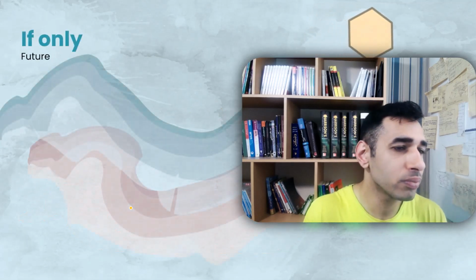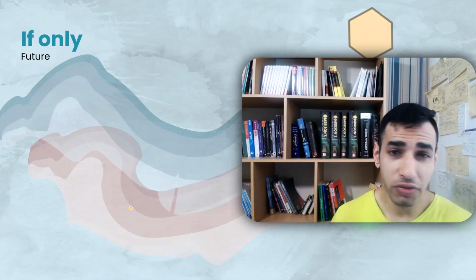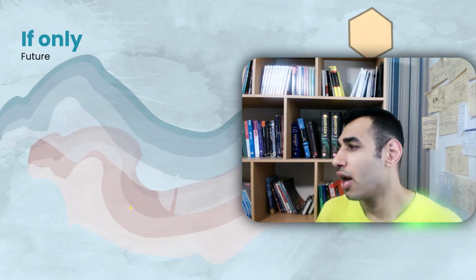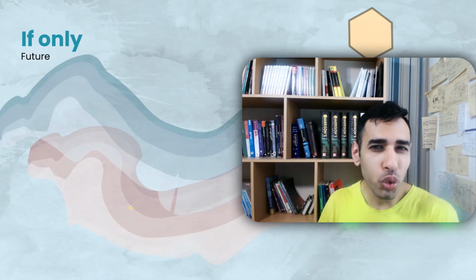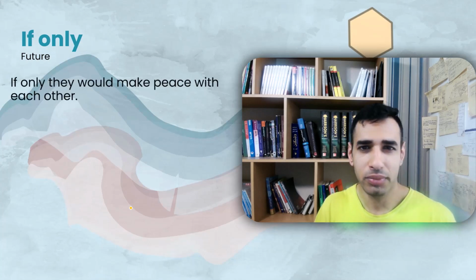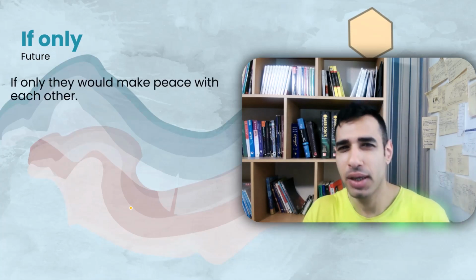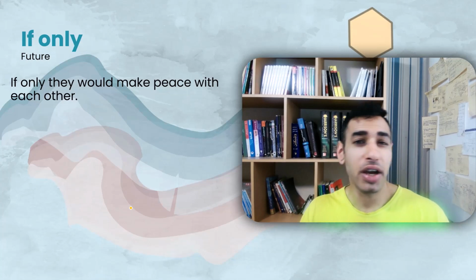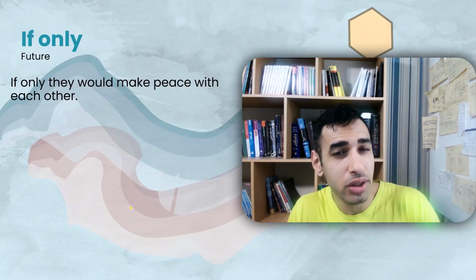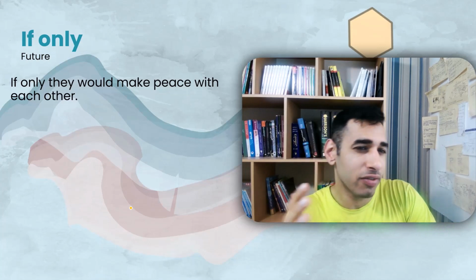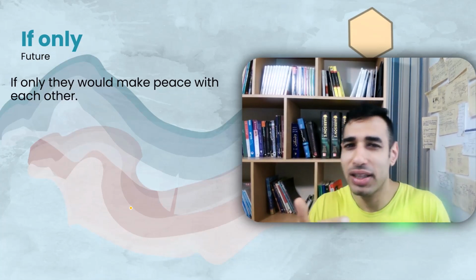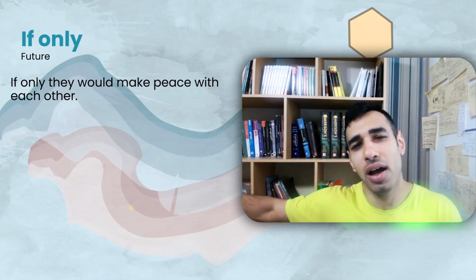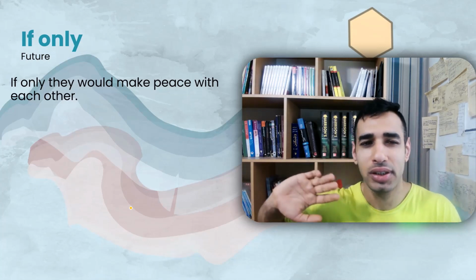Next example. When we want to use if only for the future, we want to talk about our desires in the future, we use would. If only they would make peace with each other. If only they would make peace with each other. Maybe they're fighting with each other, quarreling with each other. And this is my desire for them to make peace. To be friendly again. Make peace means be friendly again. To put aside all their differences, their quarrels, and be friendly again.